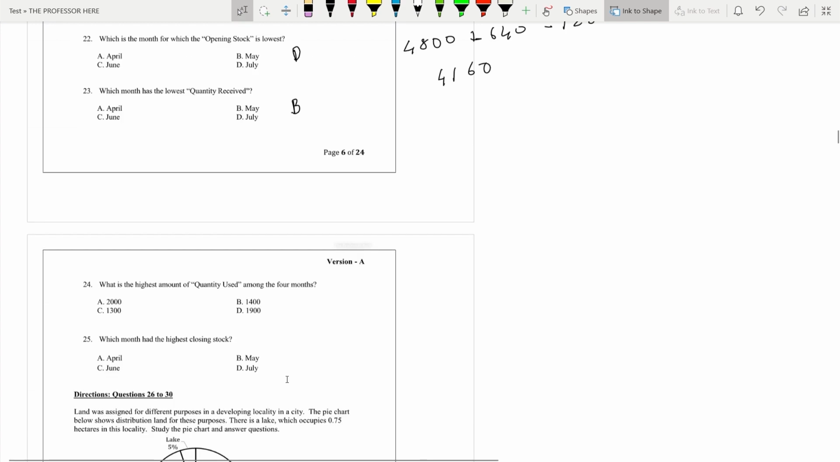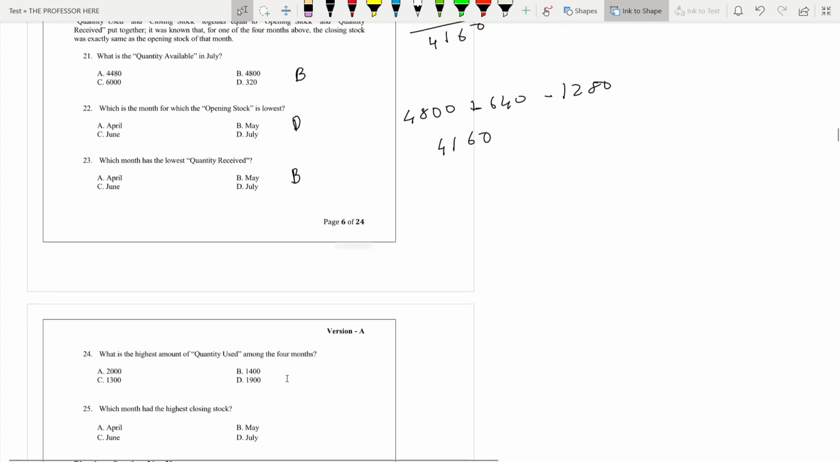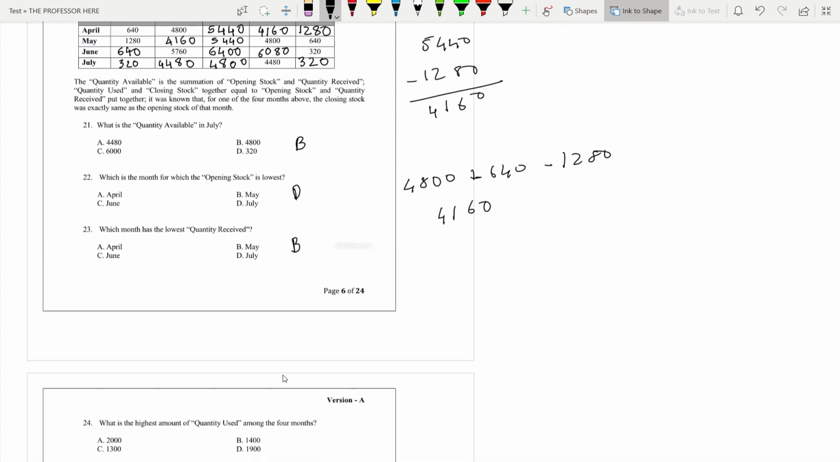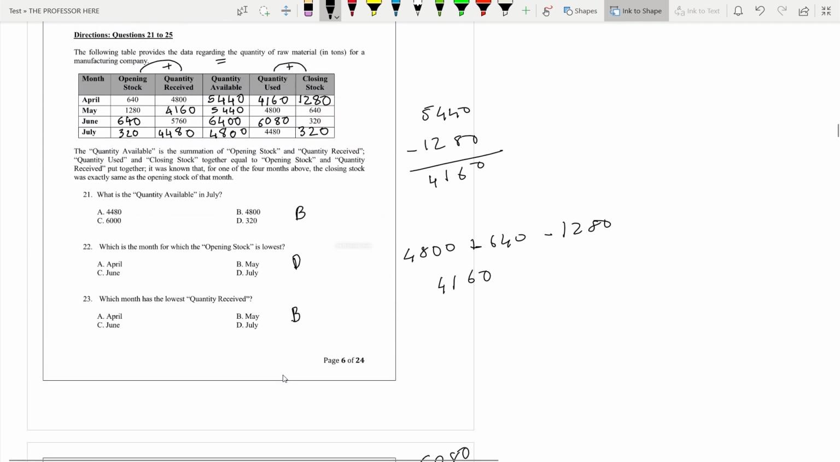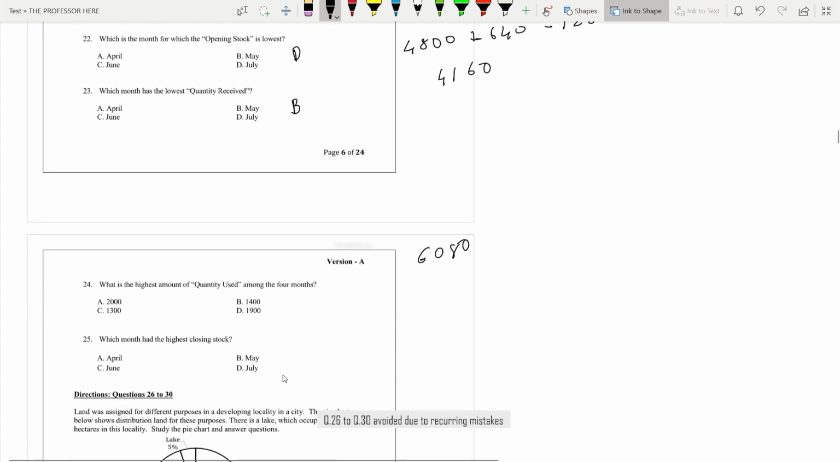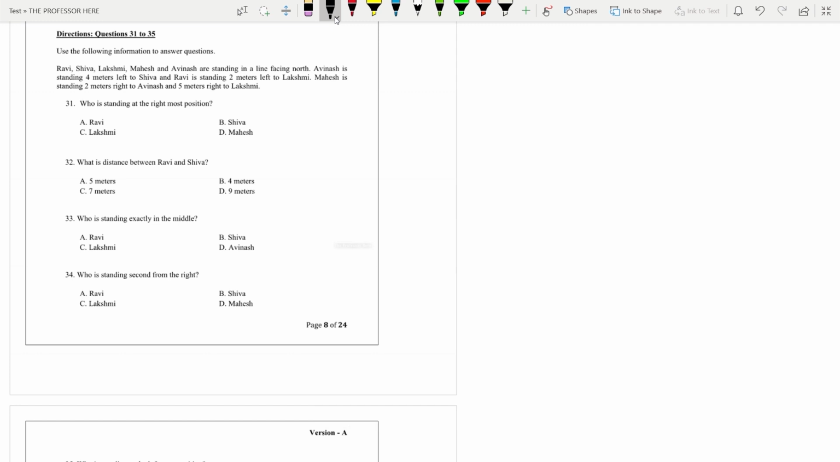Question number 24. What is the highest amount of quantity used among the 4 months? For 4 months, the highest amount of quantity used is for the month of June, which is 6080. But in the options, the answer is not available. So the options are wrong. I mean, even in the cells that have already been given, the highest is 4800, which is not present in the options. So that's again another wrong question. Question number 25. Which month had the highest closing stock? Highest closing stock is for April, 1280, which is option A.